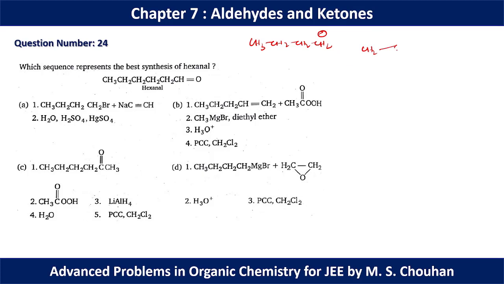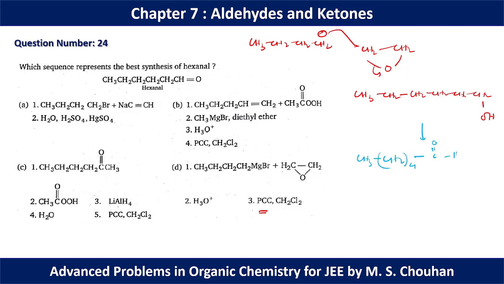Now if we react this with this cyclic ether, we can have this kind of situation, and after the aqueous workup we can have this kind of final situation. Now PCC is a selective or weak oxidizing agent, so it will convert this 1 degree alcohol to aldehyde. So finally we'll get 4 CH2 here and aldehyde here. So we want to make this kind of final product, and this is possible in option D only.